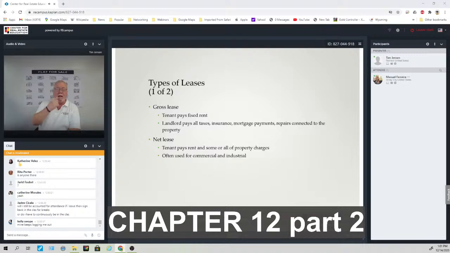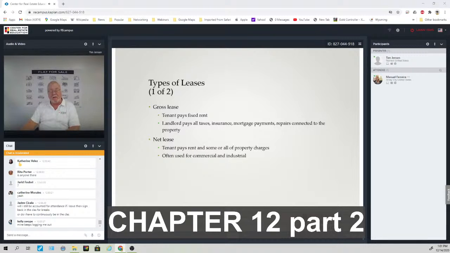Number one, there could be a gross lease, and a gross lease is typically a residential apartment type lease where the tenant pays a base fee to the landlord. Maybe they pay utilities, but that's it. There's no other charges. They pay the landlord. The landlord takes whatever rent they get from the tenant and pays all their bills from that.